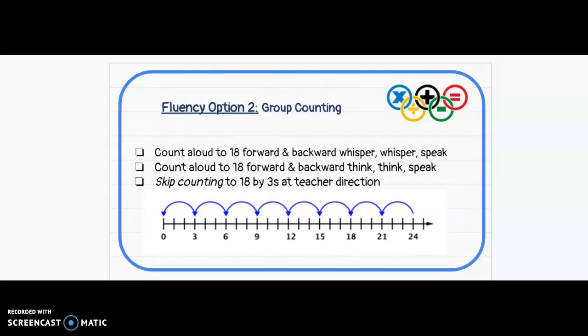All right, here's our first group counting. So we're going to count aloud to 18 going forward and backwards. I want you to whisper, and then we're going to speak when Miss Thompson says speak, okay? So we'll whisper all the way until Miss Thompson says speak, and then we may whisper again, and then Miss Thompson will say speak, okay? All right.